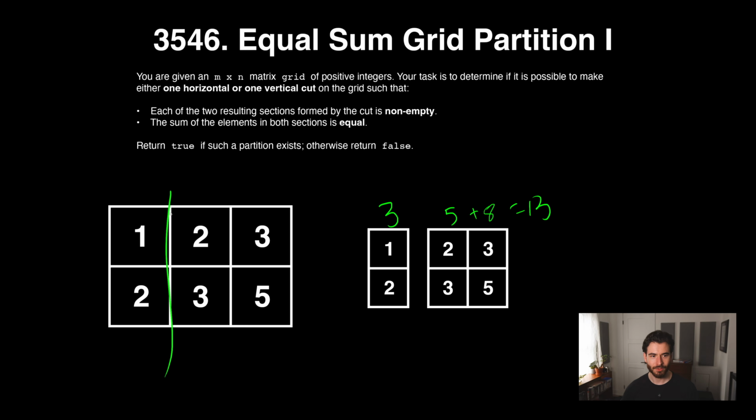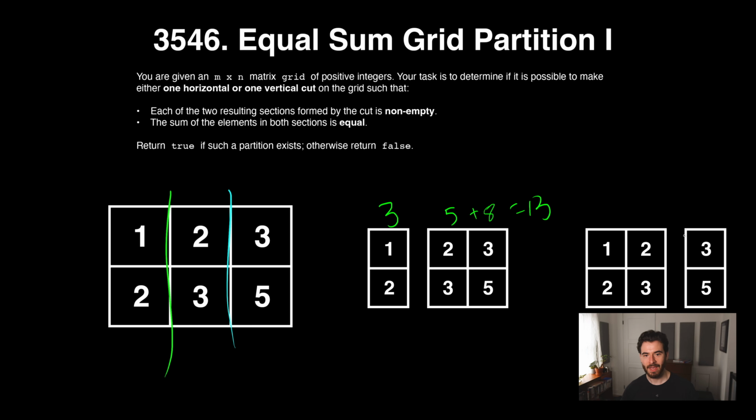So let's keep going to the next possible vertical cut, which is here. That would get us two sections that look like this. And if we were to sum up each section, we have 1 plus 2 is 3, 2 plus 3 is 5, which equals 8. And for this section, we have 3 plus 5, which is also 8. So these two sections have the same sum, which means that we have found a valid partition, and we can return true.